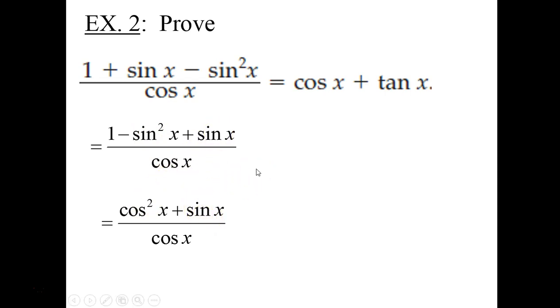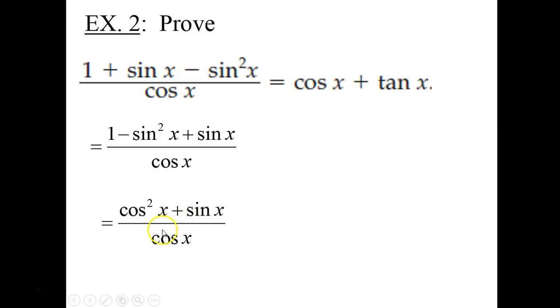Now to finish this off, here's where I'm at now. Always kind of keep in mind where you want to get. So here's what I have, here's what I want. So do I know any way I can take a cosine squared and a cosine on the bottom and get a cosine, and a sine over a cosine and get a tangent?